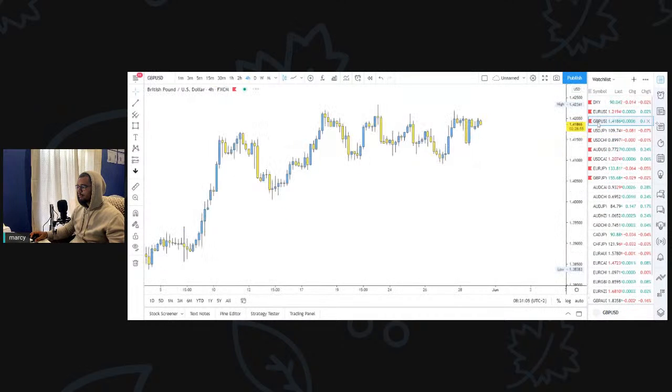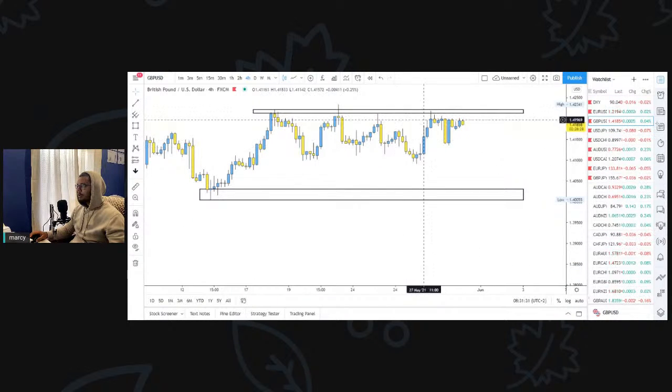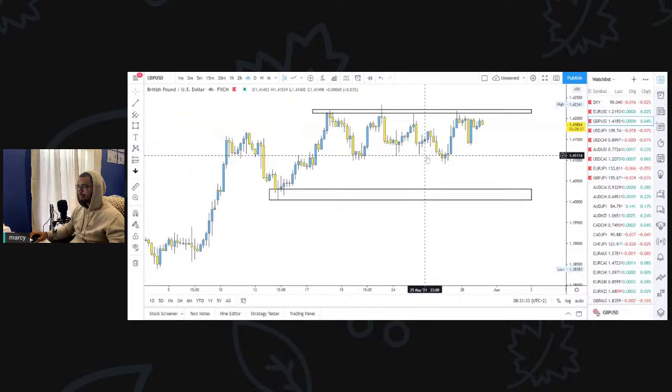Now I do want to mention we are on a bank holiday, so I did check the news today. I do see that we have some Euro news in half an hour's time, and then at 10 o'clock standard South African time too. I want to keep an eye out for that news, but I do see that we are on a bank holiday for pound. Overall, I do see that the pound is really strong.